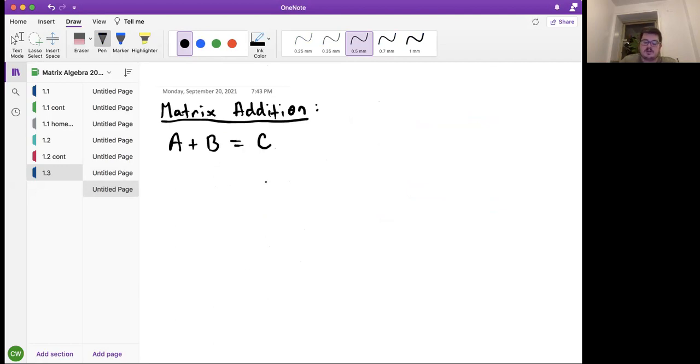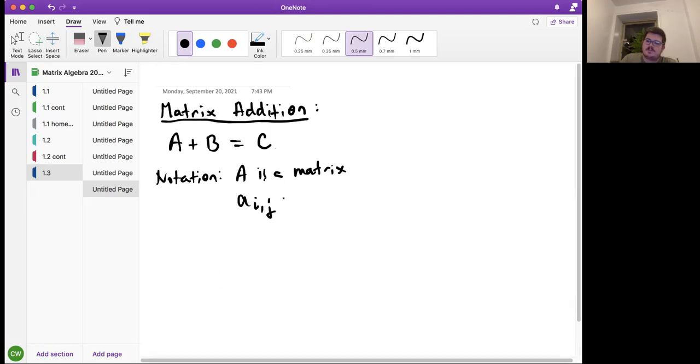So first of all, I just want to remind you of the notation. If A is a matrix, what does a sub i, comma, j represent? Remember what that notation means? We haven't used it in a couple of classes. Yeah, this is the entry in the ith row. If it's i, it's the ith row, and then j is the jth column.